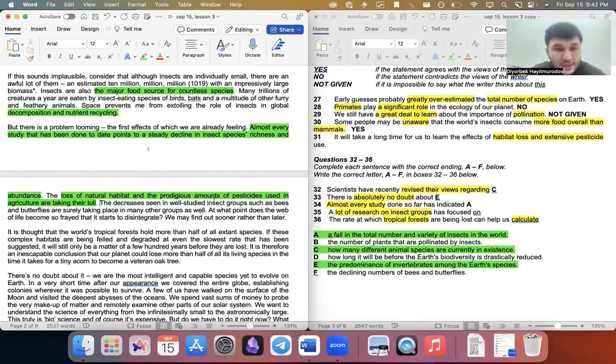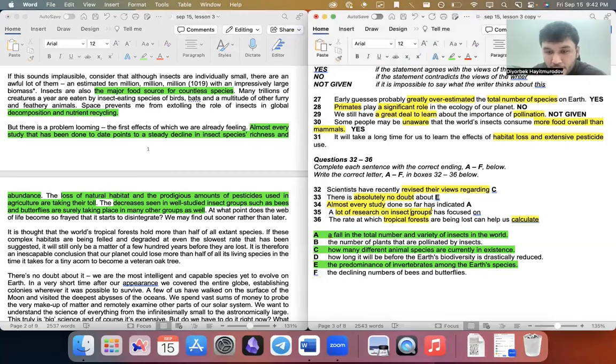The decreases seen in well-studied insect groups, well-studied, guys, a lot of research on that, means decreases seen in well-studied insects such as bees and butterflies are taking place in many groups as well. All right, we have seen that there have been decreases in the numbers of bees and butterflies. This is happening in other groups too. So that means a lot of research on insect groups has focused on, which is the answer? F. Wonderful. Yes, the answer is F. I'm going to put the answer F here.